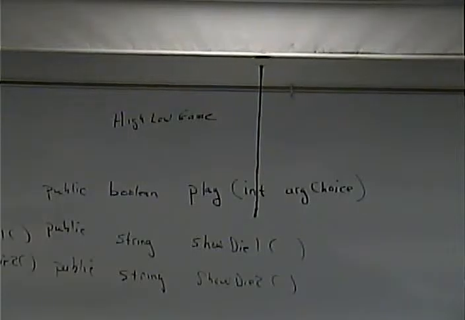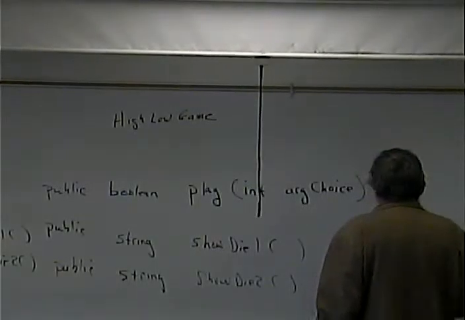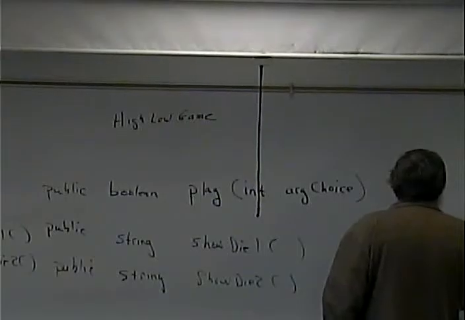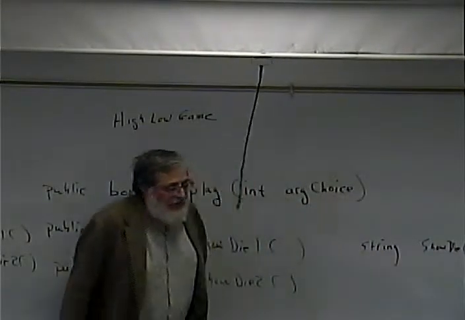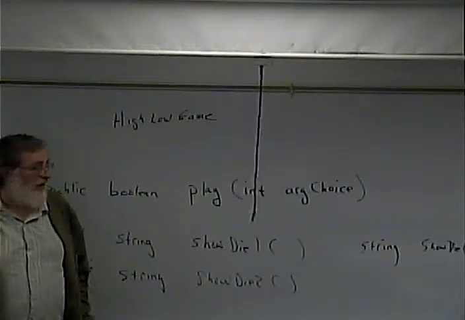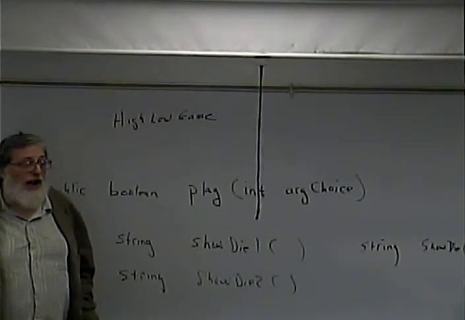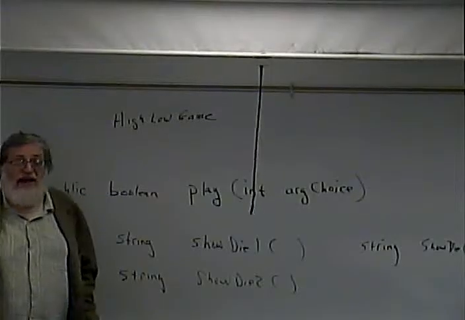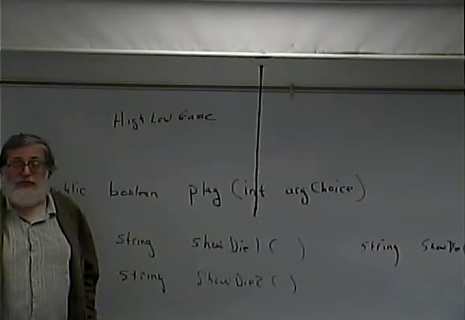Well, if you told me to show you the die, what additional information would you have to give me? Which one you wanted to see? Right. So, you could write this by having an argument that was either a 1 or a 2. That would tell me which die that I wanted to see. So I could have a method that says show die 1 that requires no argument, show die 2 that requires no argument, or I could have a method that says show die, but I'd have to give it a 1 or a 2 when I ran it. Right? Either way is reasonable, all right, to do it.